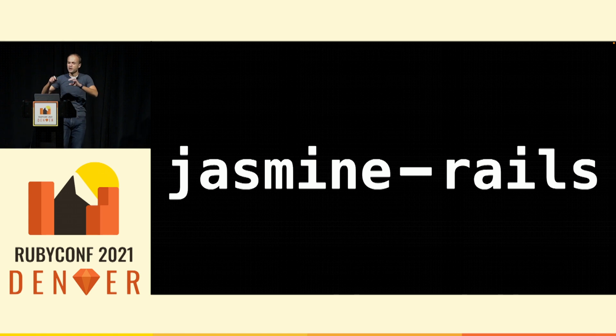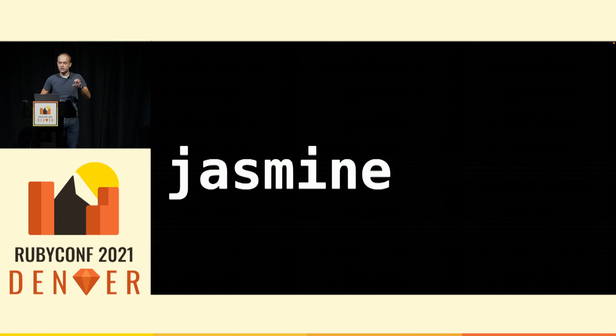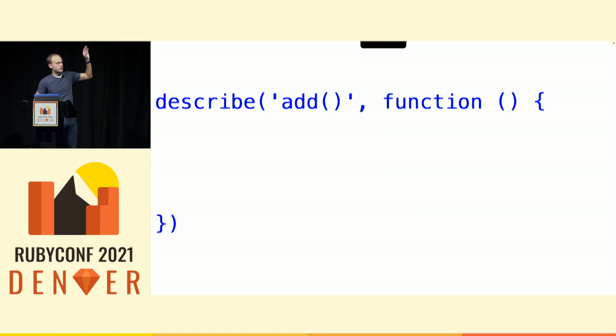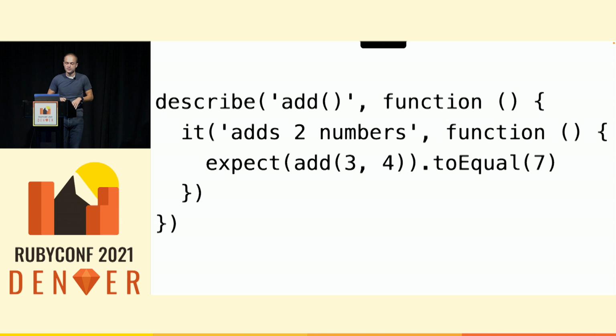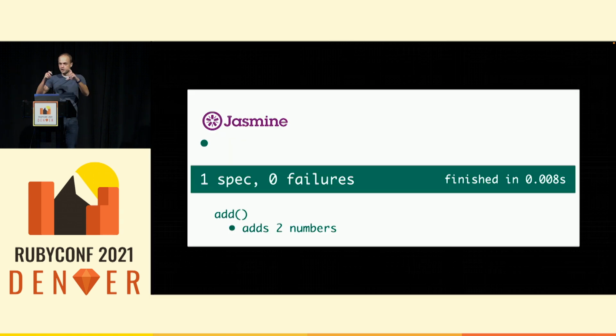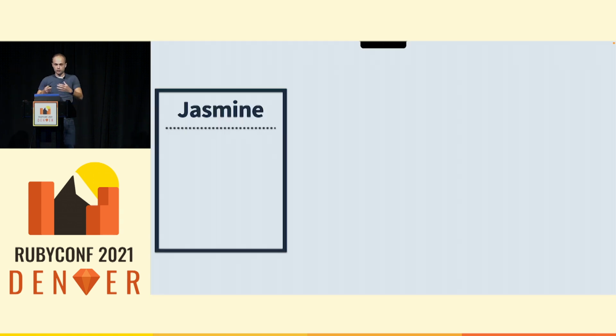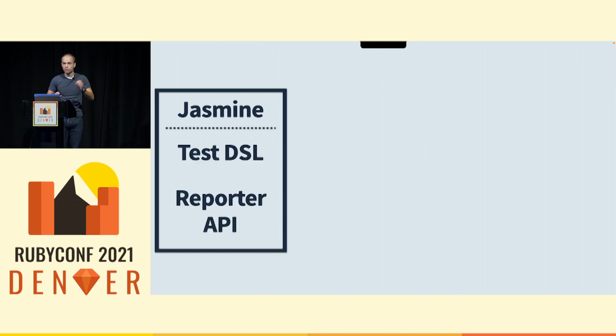It's what I call a glue gem. It just connects these two things together. What Jasmine did, if you're not familiar, is provide a spec-like syntax for writing tests. So you can write a test like this and had a little HTML runner that looks like that. Jasmine was just providing that test DSL in JavaScript and a tiny reporter API to tell you how many tests were passing and failing.